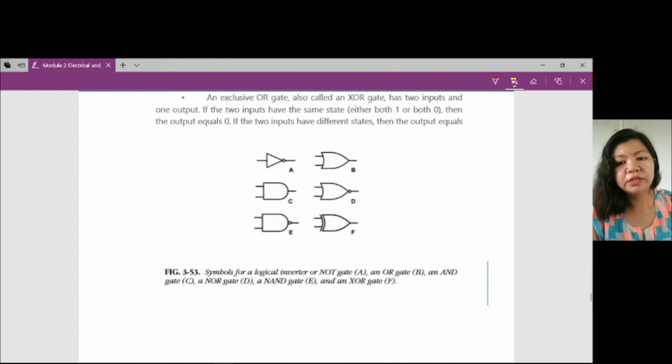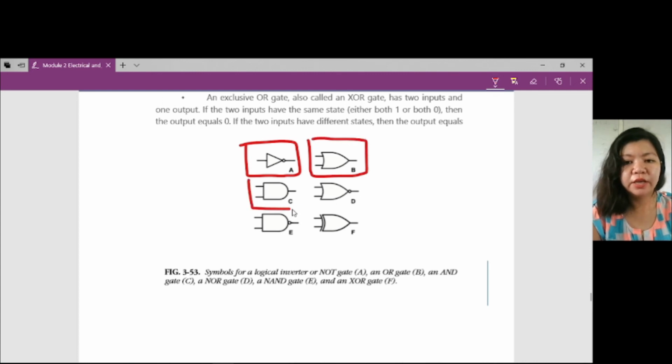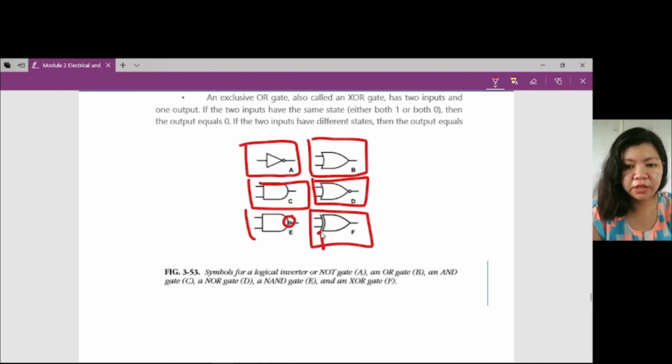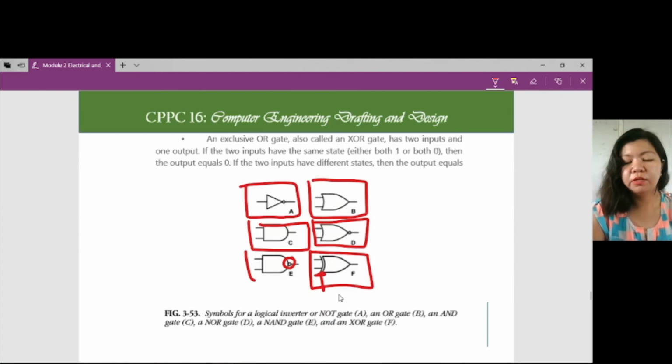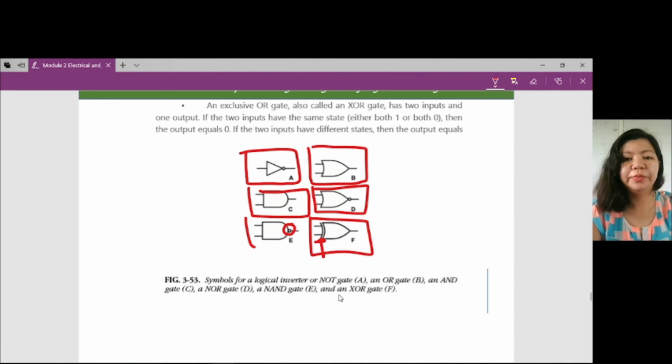So this is our example, this is our symbol. This is our inverter. This is our OR gate. This is our AND gate. Ito yung NOR. Ito yung NAND. Designated by that dot right there. And this one is the XOR gate. Designated by this one right here. So these are the symbols that we might encounter in our logical components or while we are building the circuit.